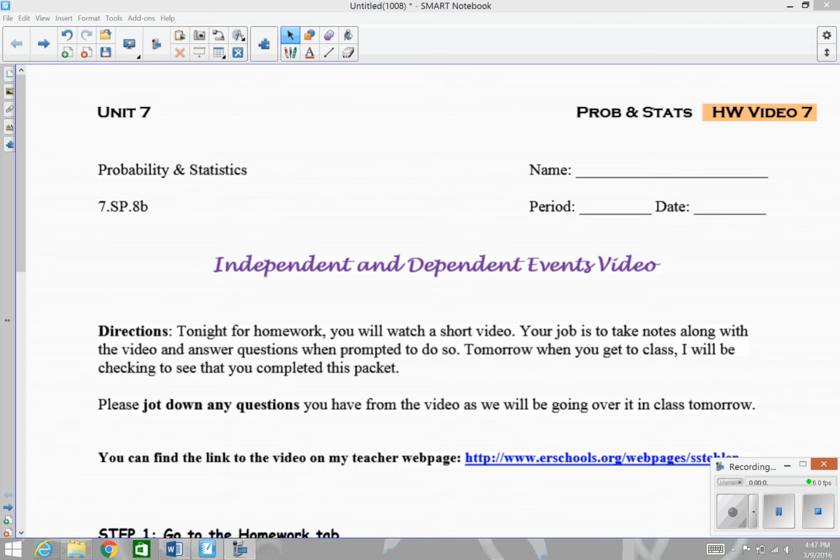Everyone. Tonight we're going to learn about independent and dependent events. As I mentioned before, this is really the end of the probability half, although we'll see probability woven in, and then we work our way towards statistics.